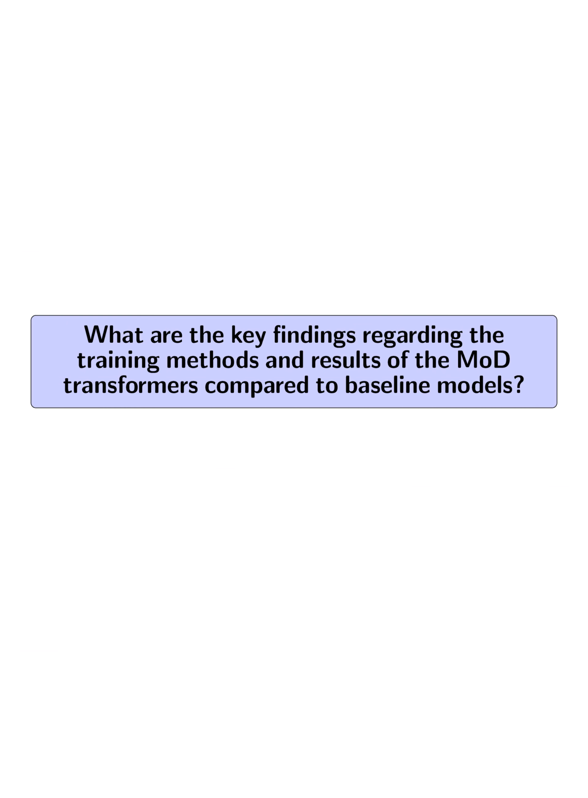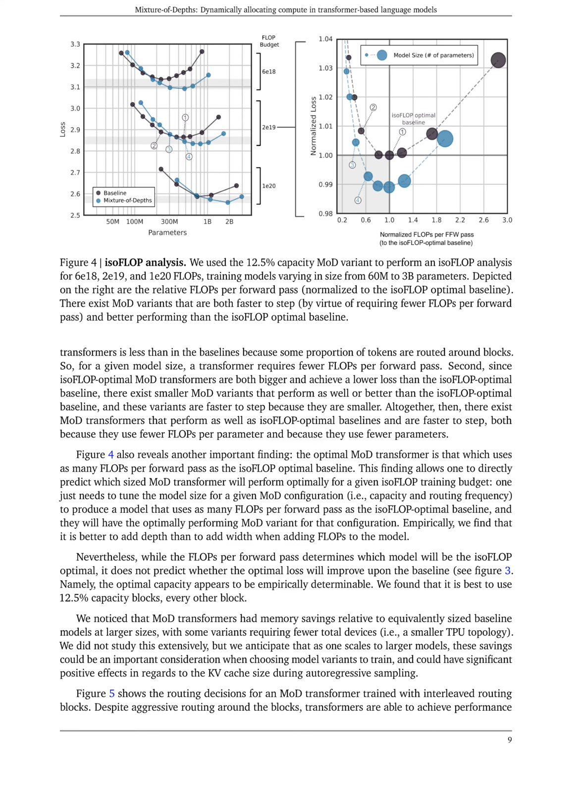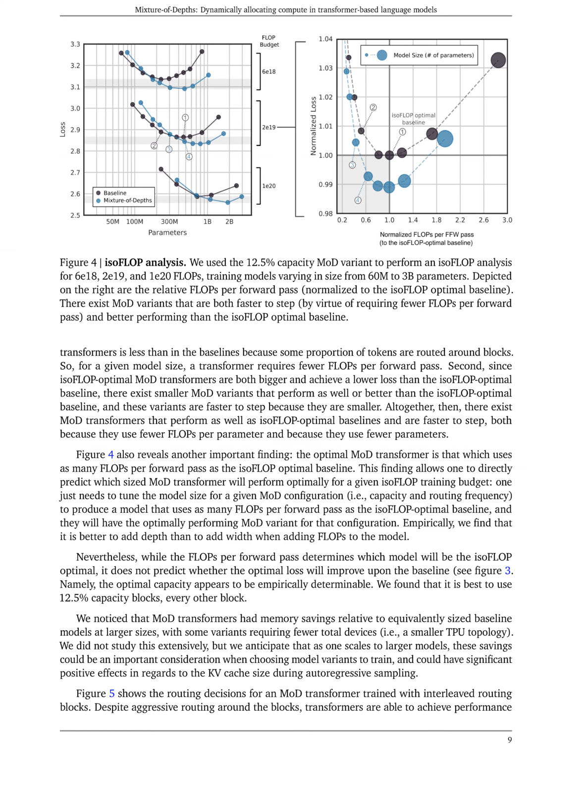What are the key findings regarding the training methods and results of the MoD transformers compared to baseline models? The key findings are as follows. 1. MoD transformers demonstrate the ability to achieve lower loss than baseline models while using fewer flops per forward pass, leading to faster training times. 2. By reducing the capacity of blocks and implementing learned routing decisions, MoD transformers can outperform isoflop optimal baseline models in terms of performance and speed.